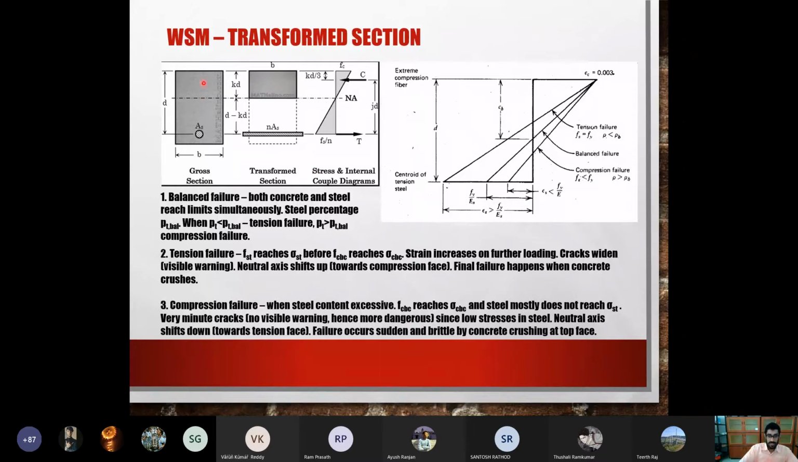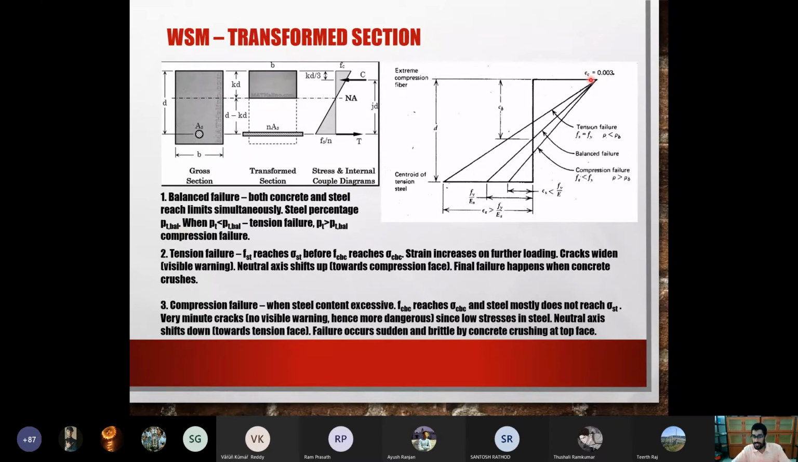Now, based on the area of concrete and the area of steel, you can define the failure of concrete in 3 different ways. The first one is known as a balanced failure. It is a failure in which both the concrete and steel reach their limits simultaneously. The percentage of steel which corresponds to a failure where both the concrete and steel fail simultaneously is known as the balanced percentage. This is an important limit, a percentage.